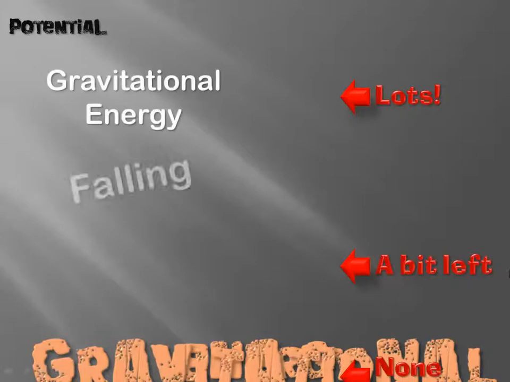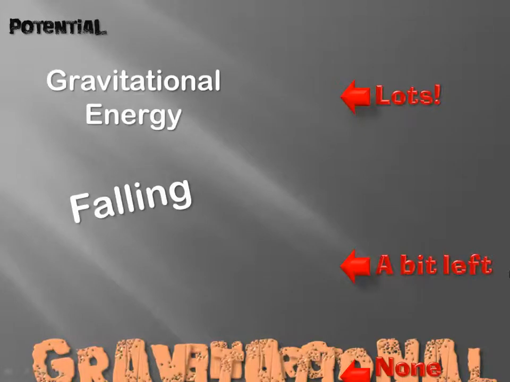Now, oftentimes, students get confused and they think, oh, gravitational energy, that means falling because gravity makes you fall. Well, the falling part of this is the mechanical energy. That's the movement. That's the kinetic energy part of it. We're talking about the potential. So gravitational energy is not falling. Gravitational energy is not the same thing.